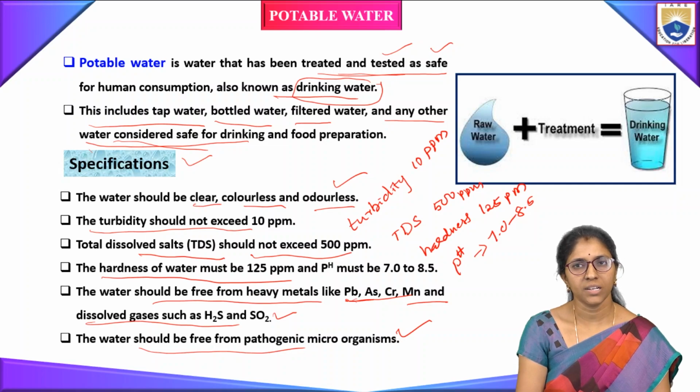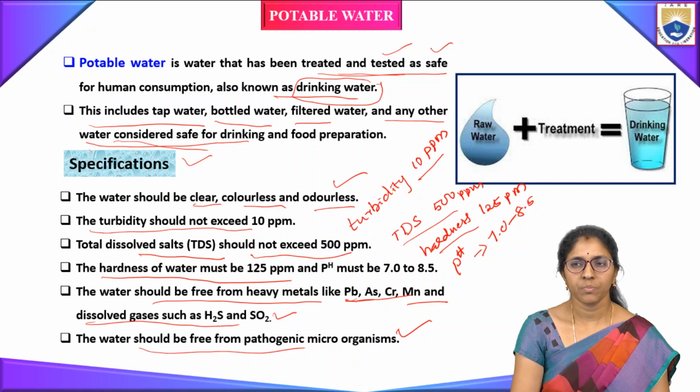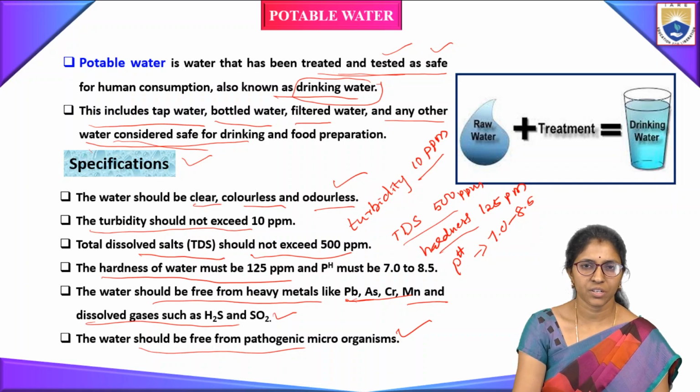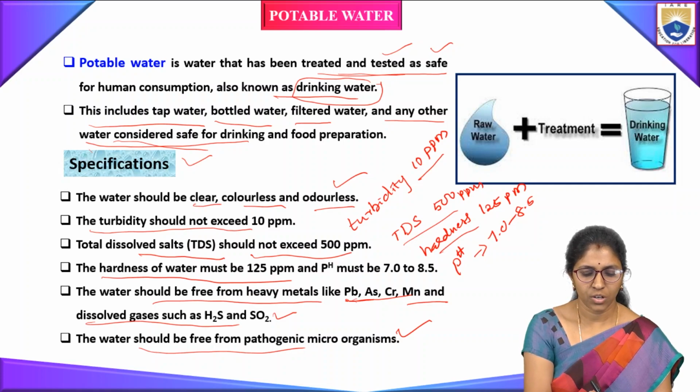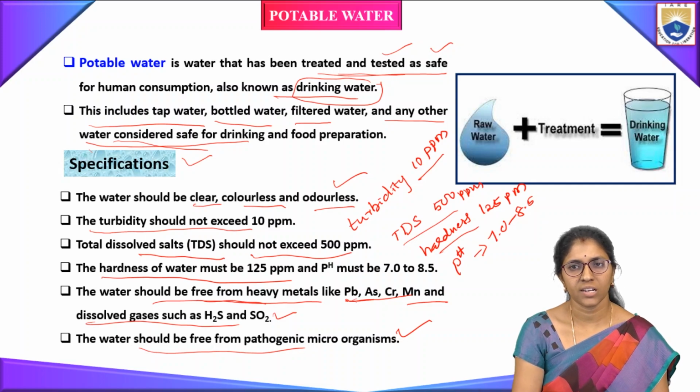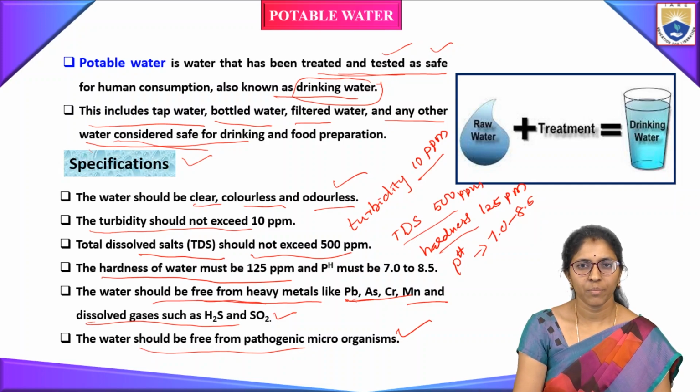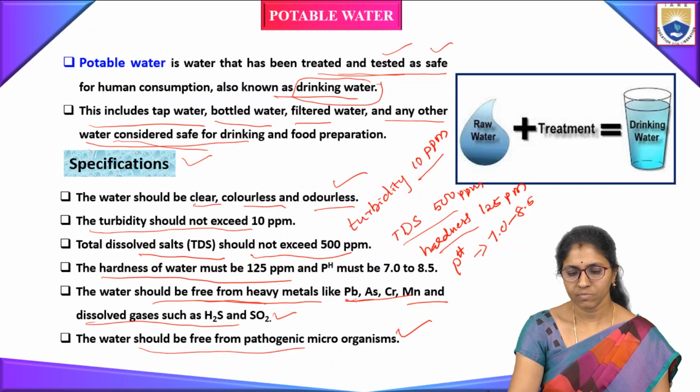So the water should be clear, colorless, and odorless. The turbidity should not exceed 10 ppm. The TDS should not exceed 500 ppm. The hardness of water should be within the limit of 125 ppm. The pH must be 7 to 8.5. And the water should be free from heavy metals and also free from pathogenic microorganisms.